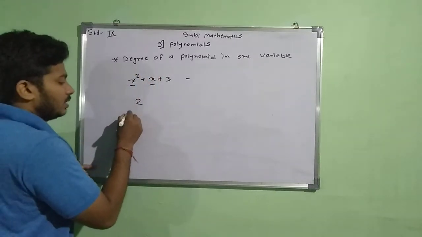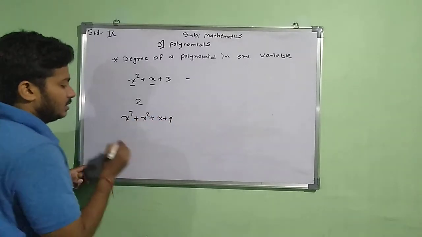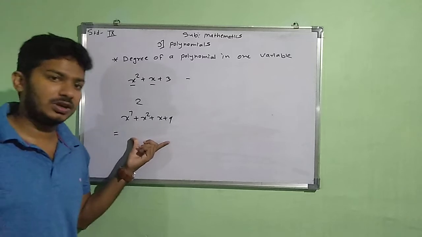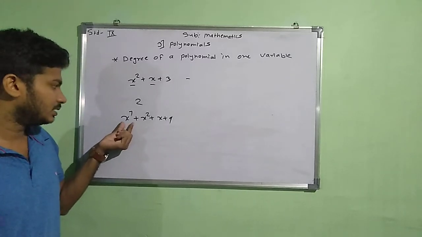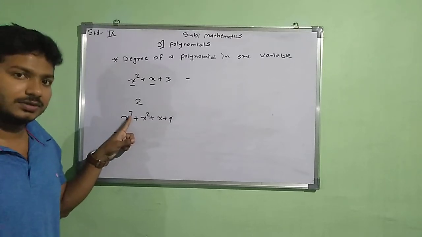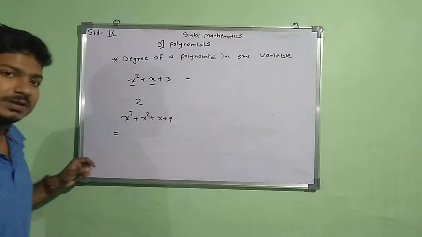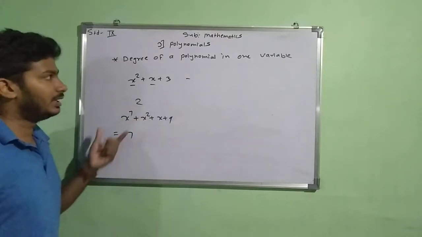Suppose we have the example x raised to 7 plus x square plus x plus 9. Suppose this is another polynomial. If we carefully look at the variables, here we have x as the variable. Whatever the highest power is, that will be the degree of that polynomial. Here we have 7, so that will be the degree of that polynomial.